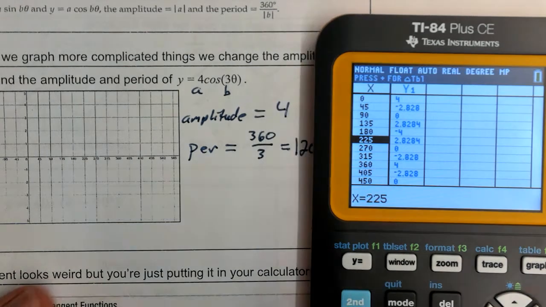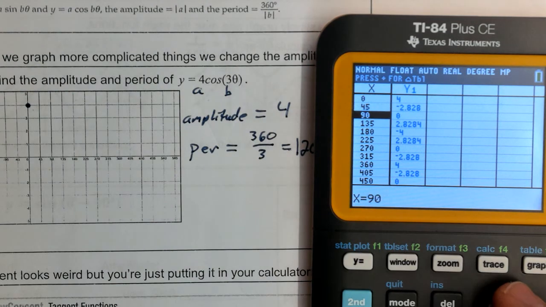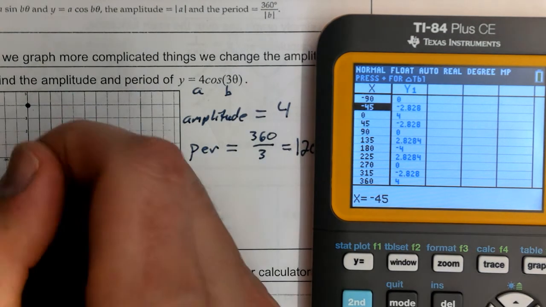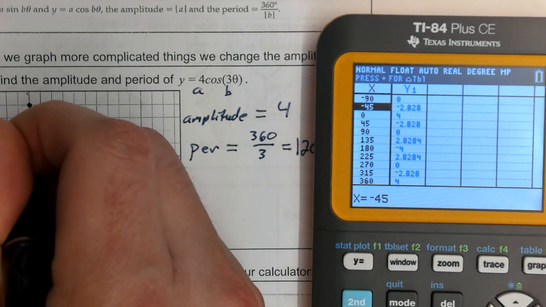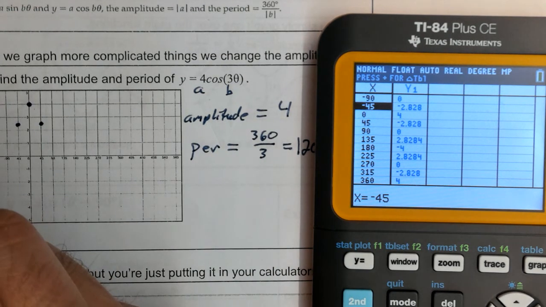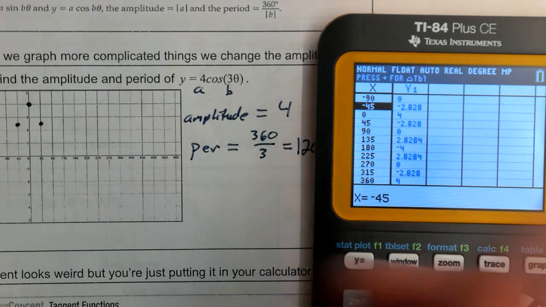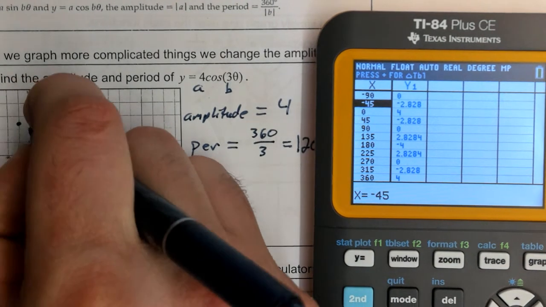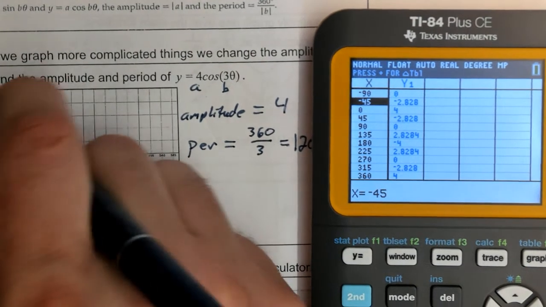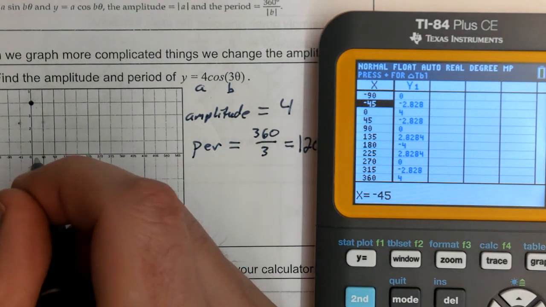So I'm going to plot 0, 4, that's where it starts. And I can go backwards too, right? So I can go to negative 45 at negative 2.8. So that's about right here. And 45, negative 2.8, whoops, that would be negative, sorry. Okay, so 45 is at negative 2.8.